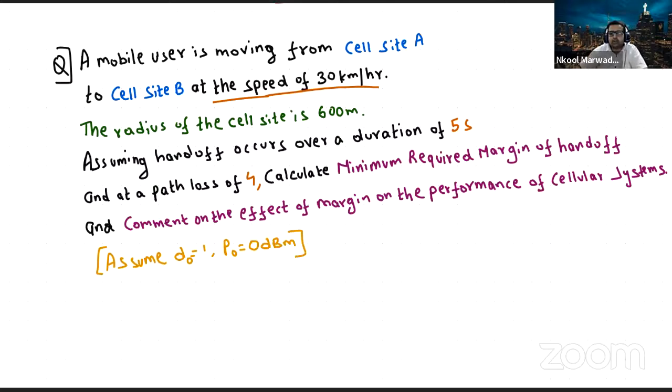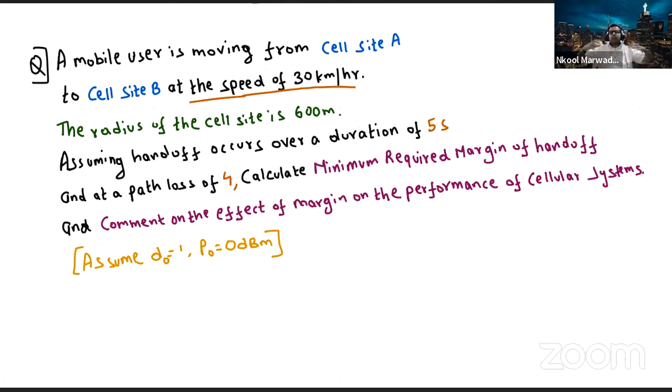Now see in this question, it's a very important question. Here we have a mobile user moving from cell site A to cell site B, so he is switching from one cell to another cell. The speed is 30 kilometers per hour. The radius of every cell site, capital R, is 600 meters. To undergo the handoff, 5 seconds are involved. And small n is the path loss exponent, which is 4.